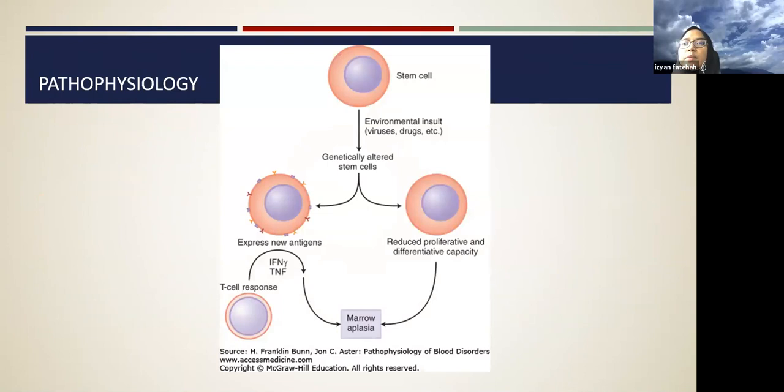For the pathophysiology of bone marrow failure, it is not fully understood, but it is believed that an immune mechanism is probably responsible in most of the cases. So when there is an environmental insult, such as virus, drug, or chemical, or any genetic disorder, it can cause alteration in the stem cell, and the stem cell will express a new antigen that will evoke an autoimmune response. The T cell will respond to the new antigen and produce interferon gamma and also tumor necrosis factor that can cause marrow aplasia. Other than that, the damaged stem cell also has reduced proliferative capacity, which also leads to marrow aplasia.